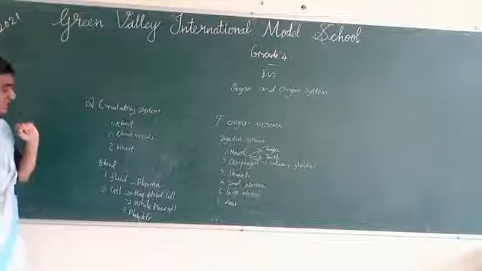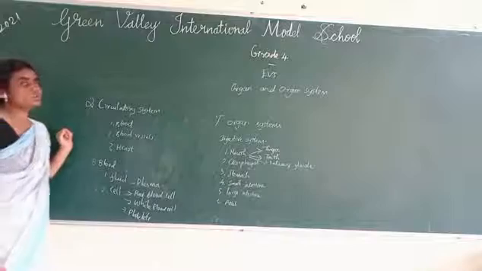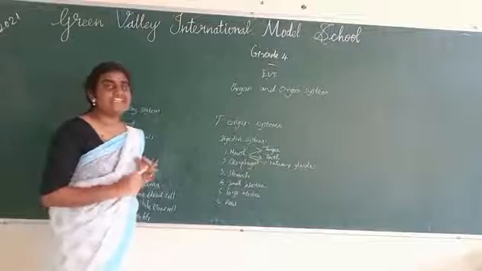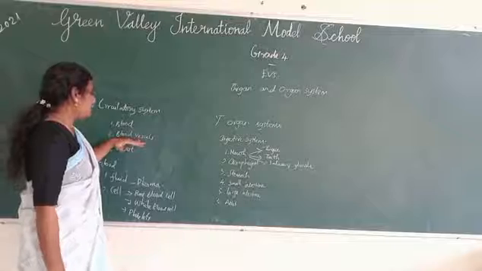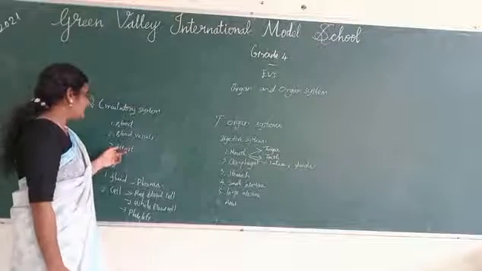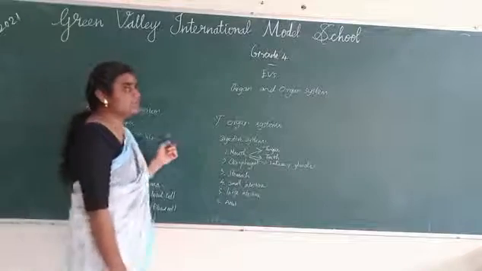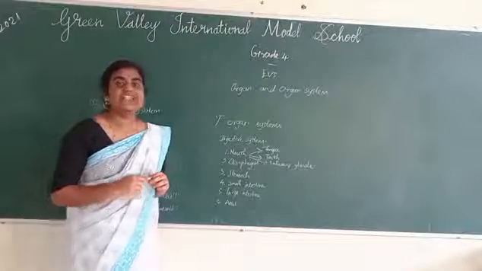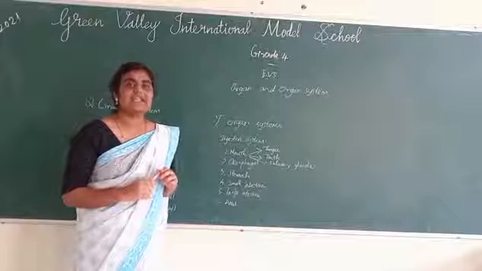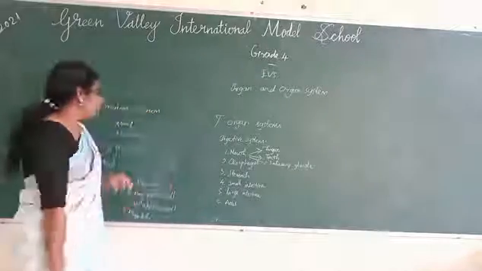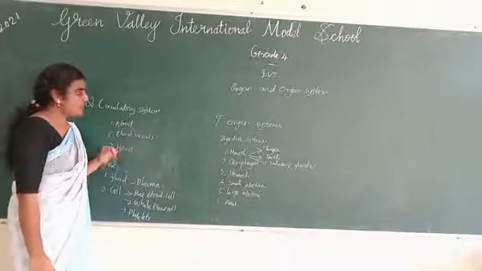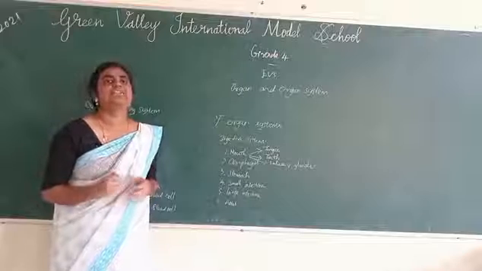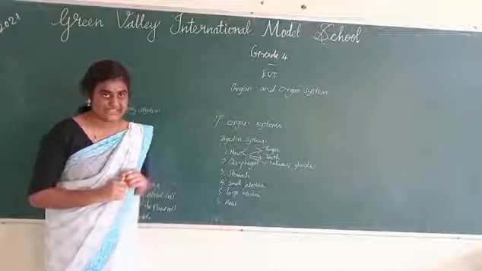And the next one is blood vessels. The blood vessels have three parts. They are arteries, veins, and capillaries. Okay. So the third one is the heart. The main parts of our heart are the right ventricle and left ventricle, right atrium and left atrium.